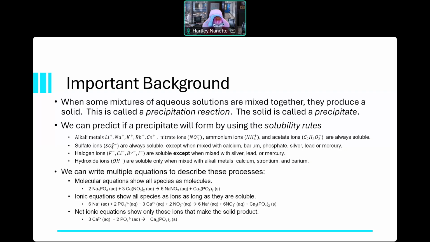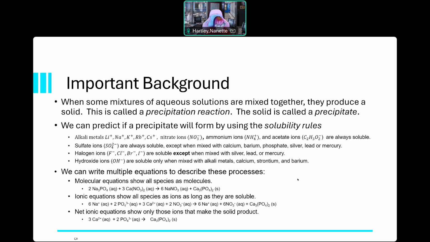Now, as far as our background goes, when we take some mixtures of aqueous solutions, clear things that we can see through, they may not always be clear solutions, they may be colored, but we can almost always see through them. When we mix them together, we may not end up with something we can see through. That means we formed a precipitate, which is a solid that's suspended in that solution, and that's called a precipitation reaction. I'll show you what those look like in just a minute. We can predict if a precipitation reaction will form by using our solubility rules.